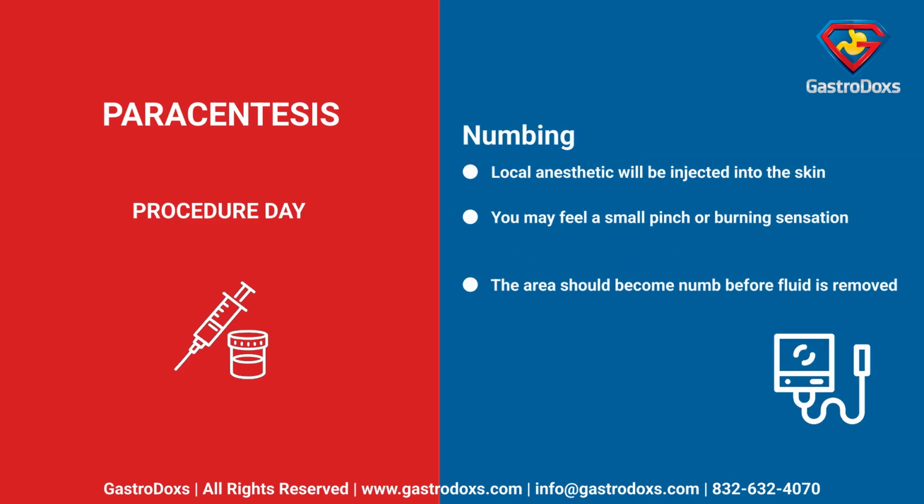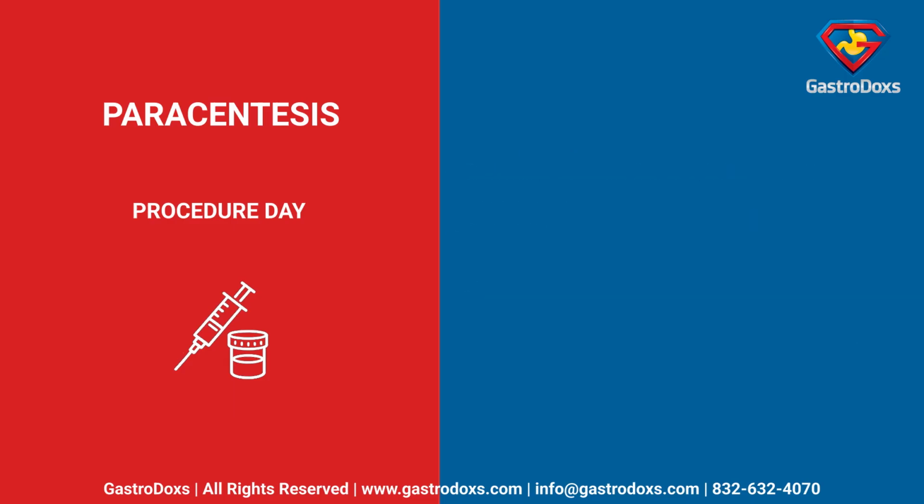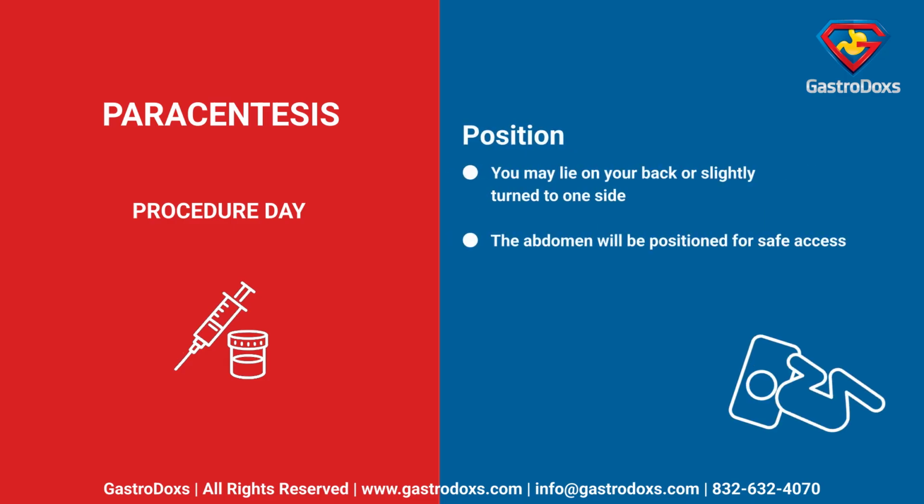Numbing. Local anesthetic will be injected into the skin. You may feel a small pinch or burning sensation. The area should become numb before fluid is removed. Position. You may lie on your back or slightly turn to one side. The abdomen will be positioned for safe access.